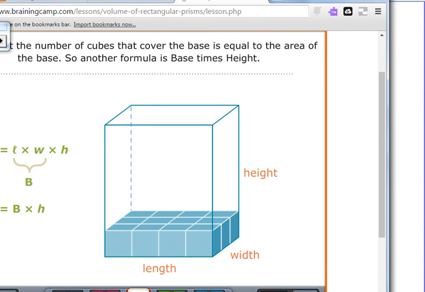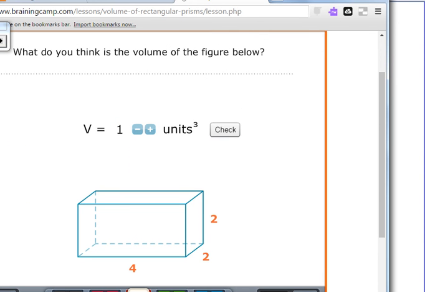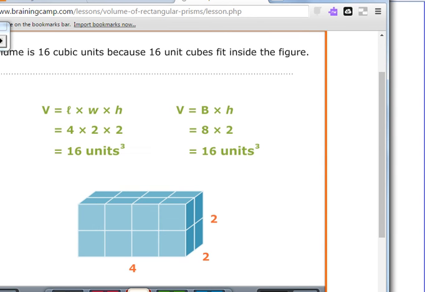Notice that the number of cubes that cover the base is equal to the area of the base. So another formula is base times height. What do you think is the volume of the figure below? The volume is 16 cubic units because 16 unit cubes fit inside the figure.